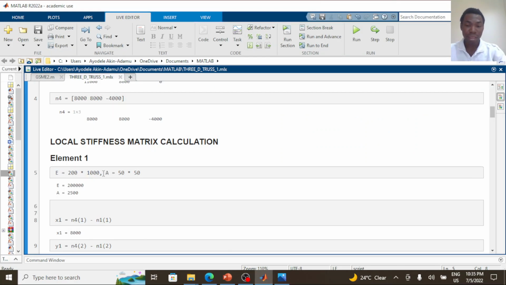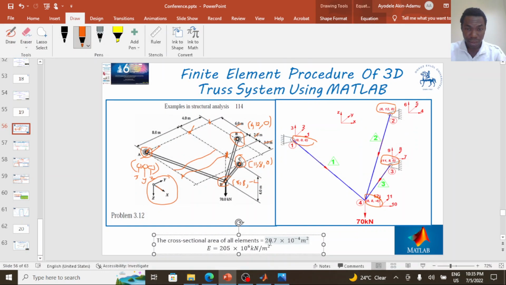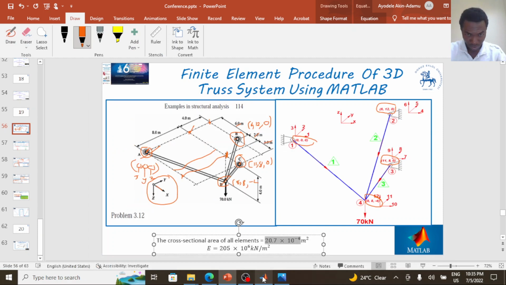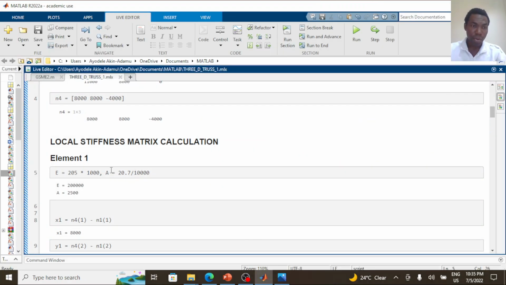So 205, let's change this to 205 times 10 raised to the power 3, which is what is there. The cross-sectional area in our question is given as 20.7 times 10 raised to minus 4. So change this value to 20.7 divided by 10,000, times 10 minus 4, 10,000. Correct. So this is our Young modulus, this is our cross-sectional area.